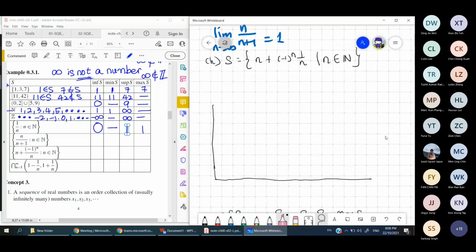Okay, so this is the same picture. We can verify the picture. So you can look at it one by one. When n is 1, we have 1 minus 1, so we got 0. Okay, so the next one will be 2 plus 1 over 2. So then it turns out to be 2.5, right? So the next one will be 3 minus 1 over 3. What's the value? It's about 2.77, something like that. So the next value will be 4 plus 1 over 4. So it turns out to be 4.25, and so on.